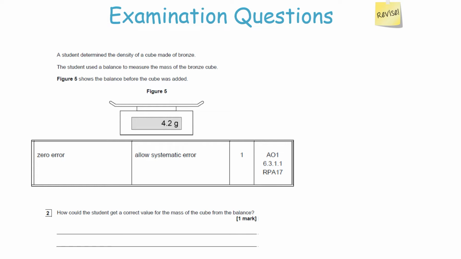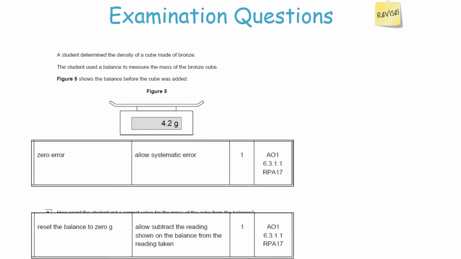Well, there's two ways you could possibly do it. You could either reset the balance to read 0, or you could subtract your zero error on the balance from all the readings that you take. So in this instance, subtract 4.2 from all values taken.